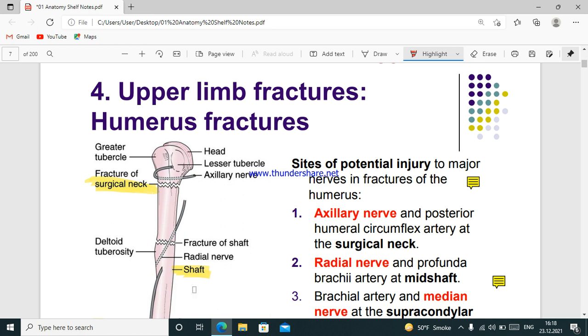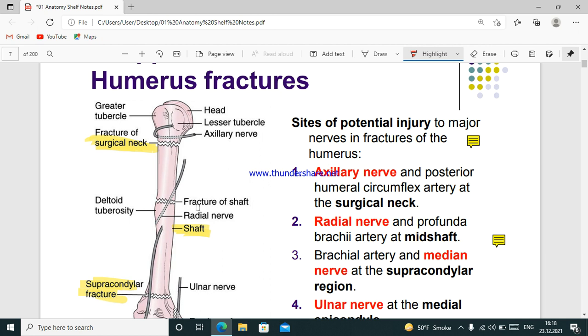Here we can easily conclude the site of injury and the site of the nerve, from where the nerve passes. So the site of potential injury to a major nerve in fracture of the humerus: first, the axillary nerve and posterior humeral circumflex artery at the surgical neck. If there is fracture in the surgical neck, the axillary nerve and posterior humeral circumflex artery may be disrupted. Here we can see the axillary nerve, so if there is fracture in the surgical neck, the axillary nerve may be damaged.